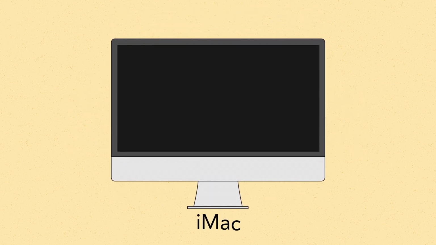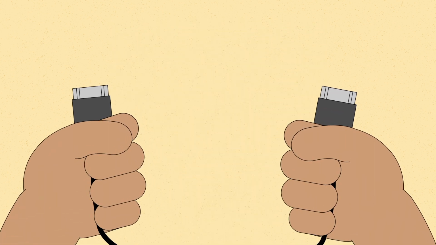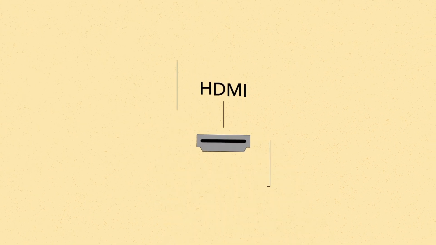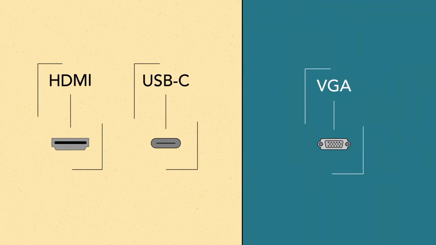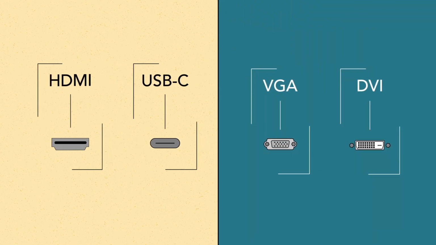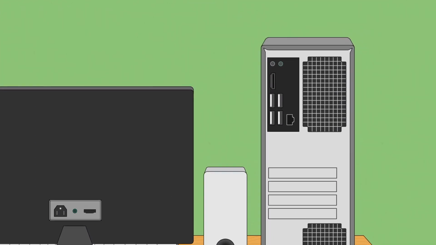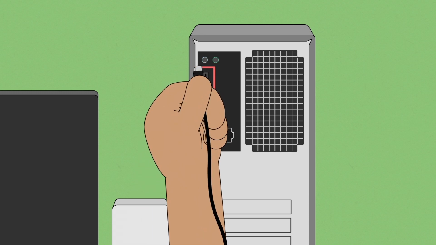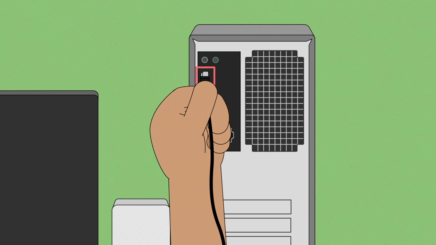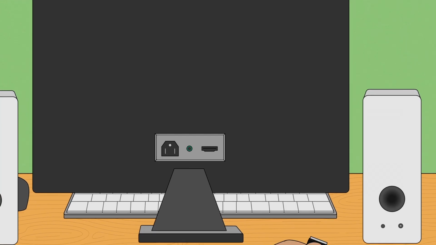If you have an all-in-one computer where everything is built in, for example, an iMac, you can skip this step. Otherwise, locate your monitor cable. Newer monitors often use HDMI or USB-C connections, while older monitors may use VGA, DVI, or another type of connection. It just depends. Now find the monitor port on the back of your computer case and plug the cable in. Most cables are designed to fit a certain way, so if it's not working, don't force it. When you're done, connect the other end to your monitor.